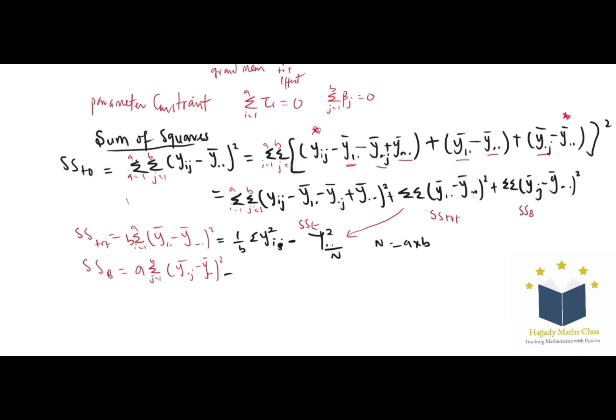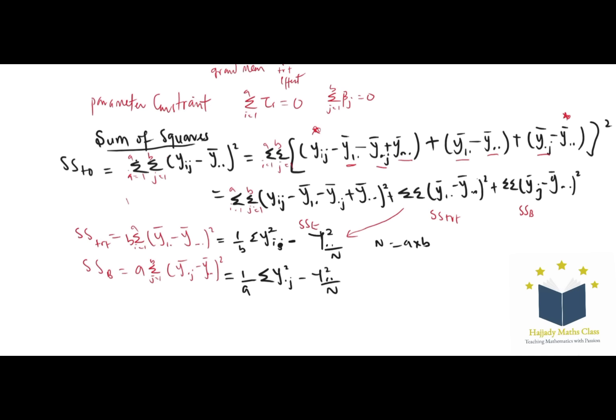So this also can be written in the same form, where we are going to have 1 over a summation y dot j squared minus the correction factor, which is y dot dot squared over n. Either way, you're still on track.